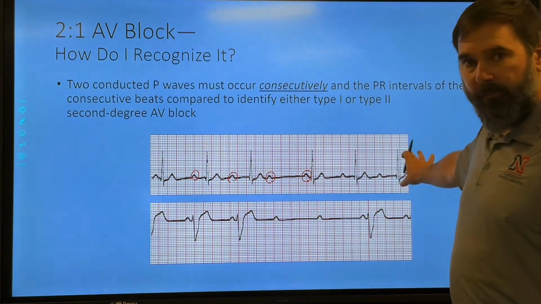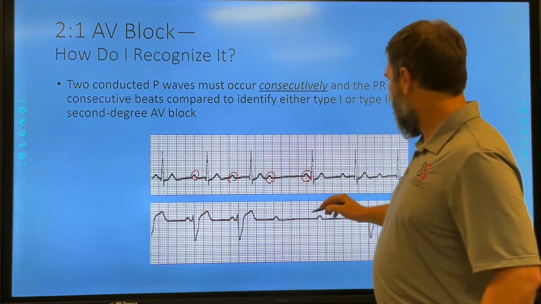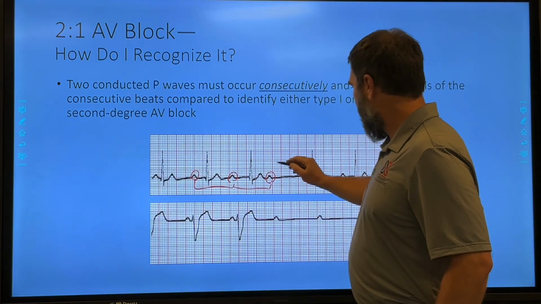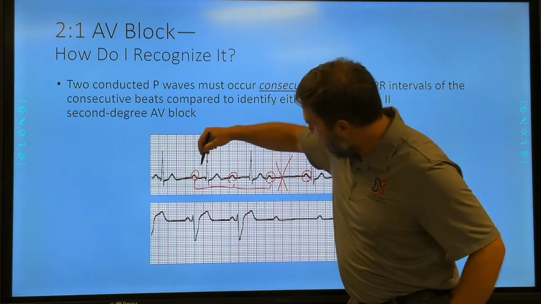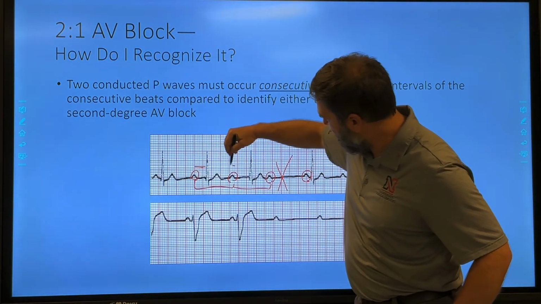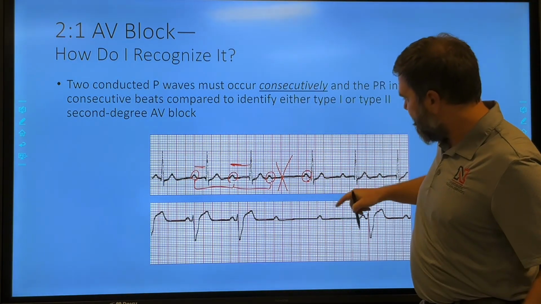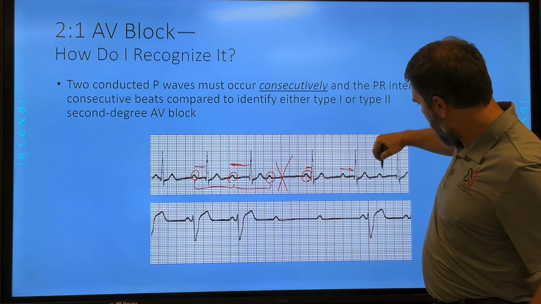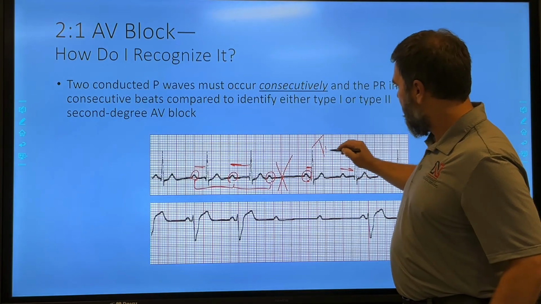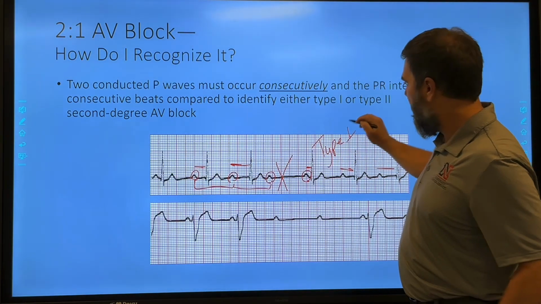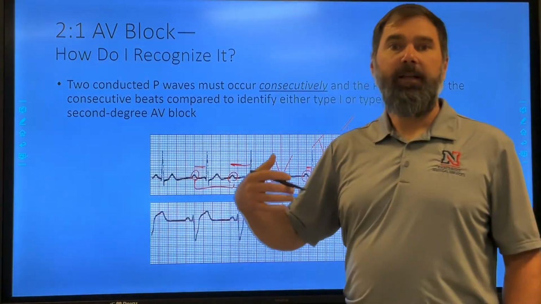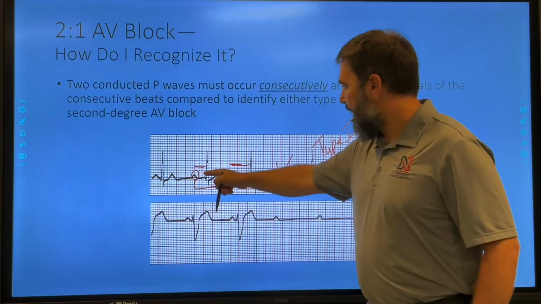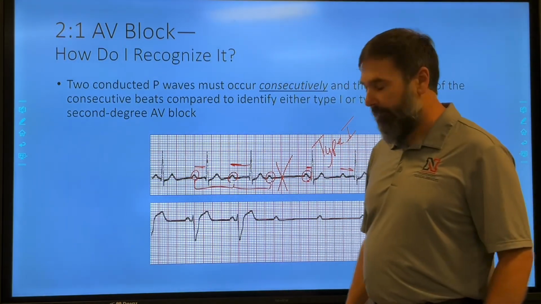Overall, is this rhythm regular or irregular? It looks irregular. The P to P is regular. We have this drop beat. Look at the PRI there versus the PRI here, and it looks like it's starting to repeat. So this is a second degree type 1. Increasing PRI, Wenckebach block, whatever you identify it as, second degree type 1. Increasing PRI till you have a drop beat.